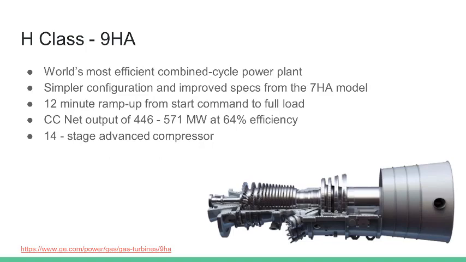The second H-class model we'll be looking at is the 9HA. This is the world's most efficient combined cycle gas turbine for its application at power plants. It is an air-cooled gas turbine that has improved specs as well as a simpler configuration compared to the 7HA. Depending on the model, for example, the 01 or the 02, it has varying rates of capacity for its application's power generation needs. It boasts extremely fast startup time as well as not requiring a separate cooling system, making it easier to implement into a power plant.